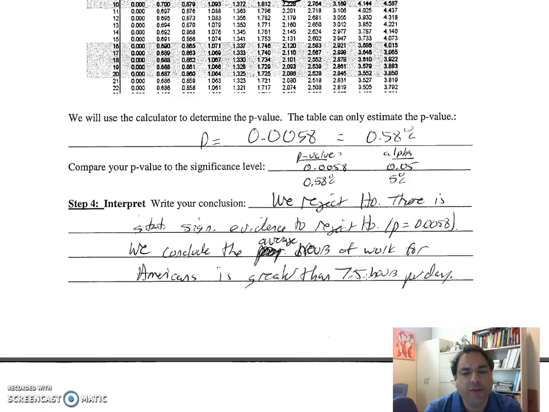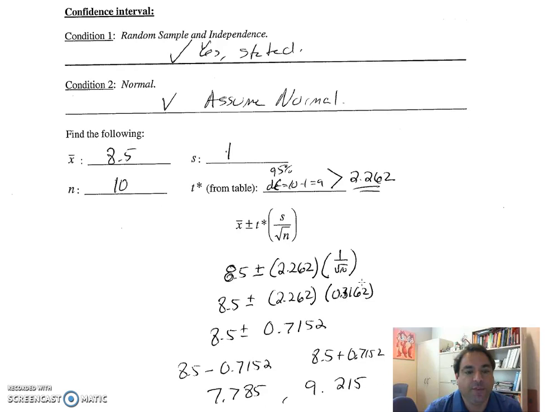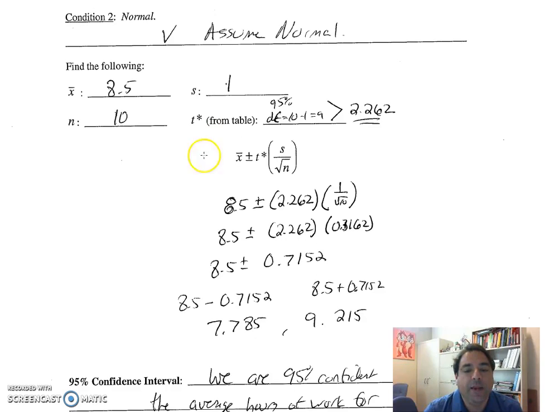Now, we've proven that it's greater than, but we want to know how much greater than 7.5 is it? We know it's greater than 7.5, but what is it? That's when we do our confidence interval. So for the confidence interval, yes, it's random. We're going to assume it's normal, it is small. And we follow our formula.